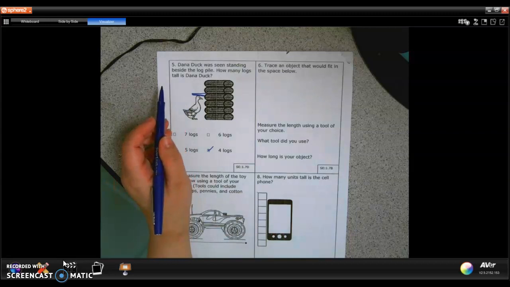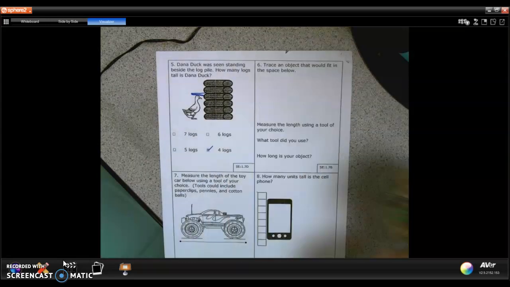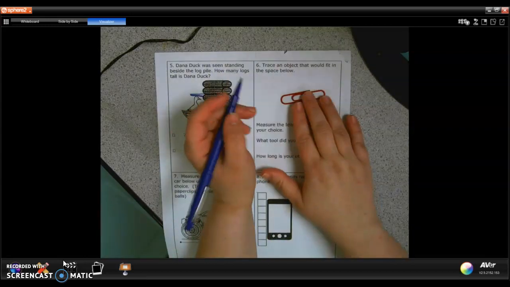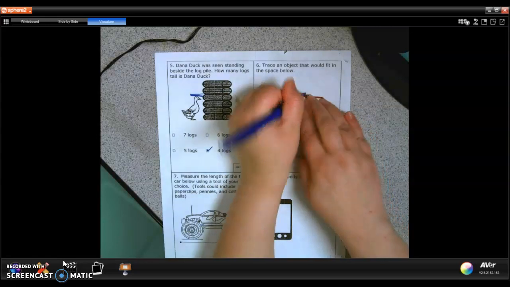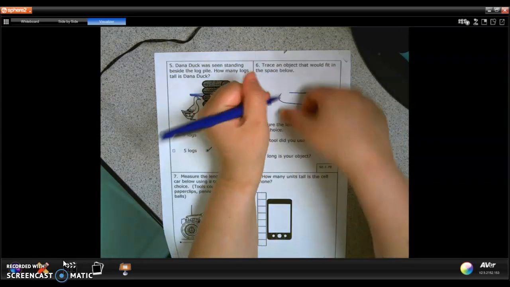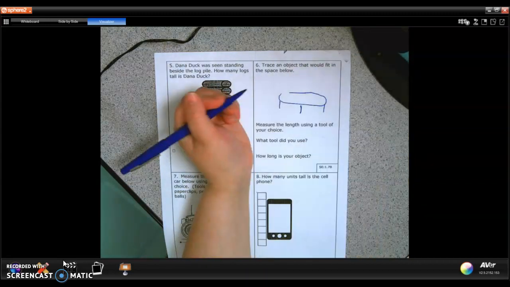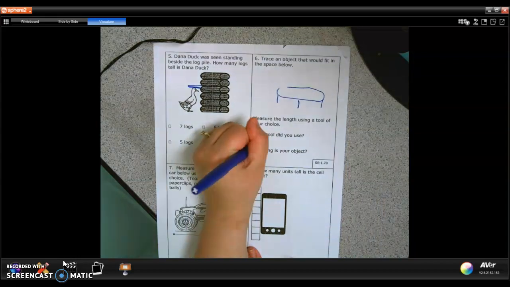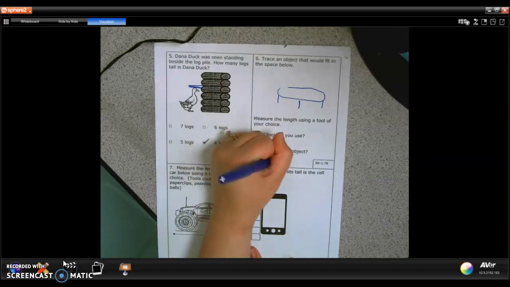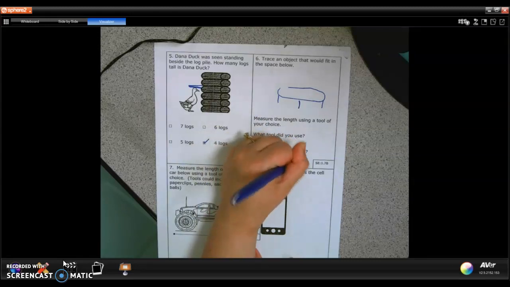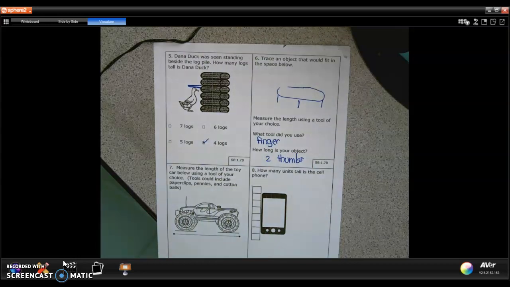We're going to trace an object that would fit inside the space below. Measure the length using a tool of your choice. So I could use this paper clip. I'll just draw it here. And I can measure it using fingernails. 1, 2. So that's worth 2. So I used my finger, and it is two thumbs. And you could use something else. Yours will be different depending what you use.